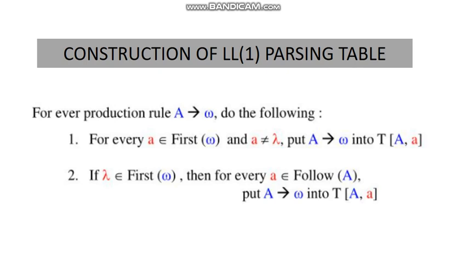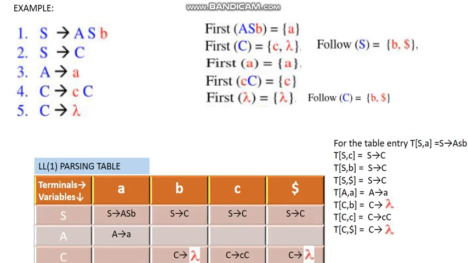Second one, if epsilon or lambda is an element of first of omega, then for every element b in follow of A, you need to put the production A giving omega into the parsing table entry T of A comma b. You can see how to construct the LL1 parsing table with the help of an example. The given grammar contains 5 productions, and those 5 productions are numbered from 1 to 5 for reference.